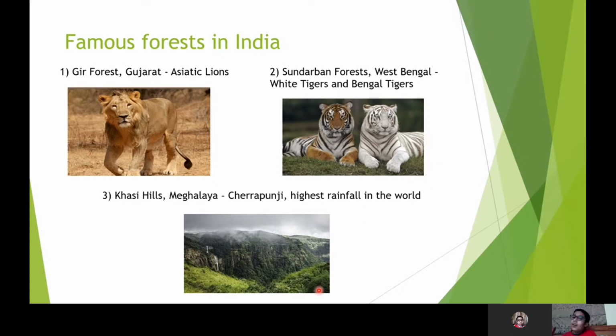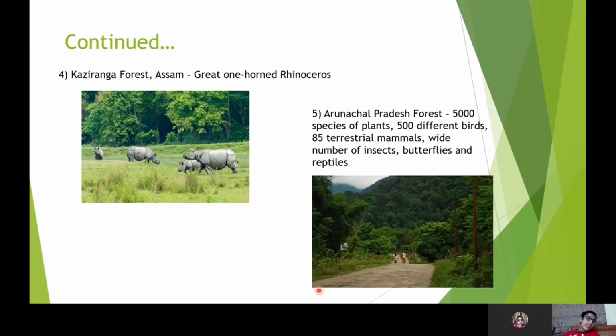Famous forests in India. I have gathered 10 of them. Gir forest in Gujarat, known for Asiatic lions. Sundarban forest in West Bengal, known for the white tiger and Bengal tiger. Khasi Hills in Meghalaya, known for Cherrapunji, where we get the highest rainfall. Kaziranga forest in Assam, known for the great one-horned rhinoceros.